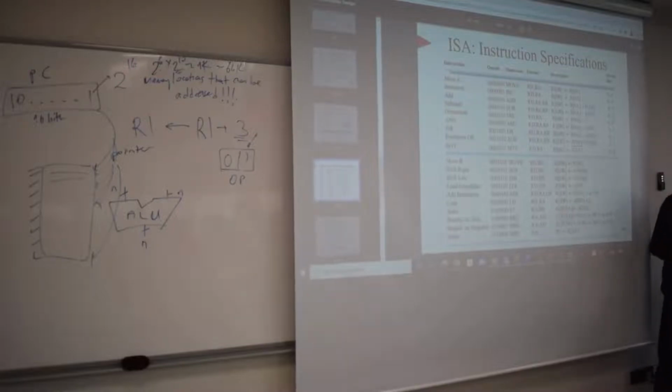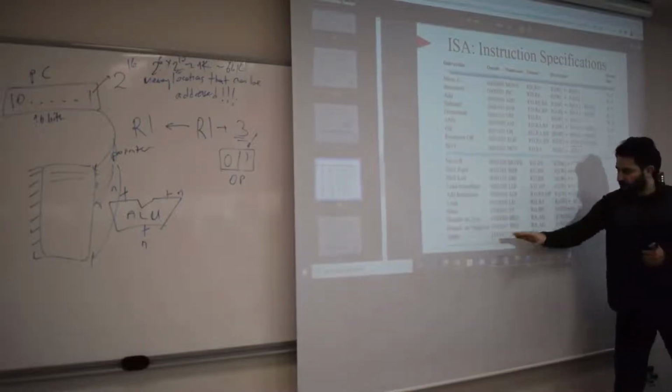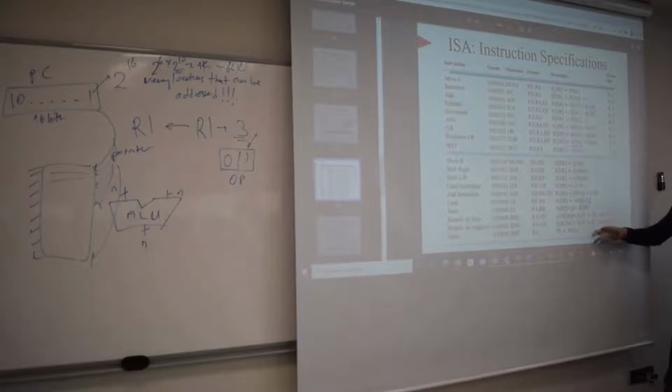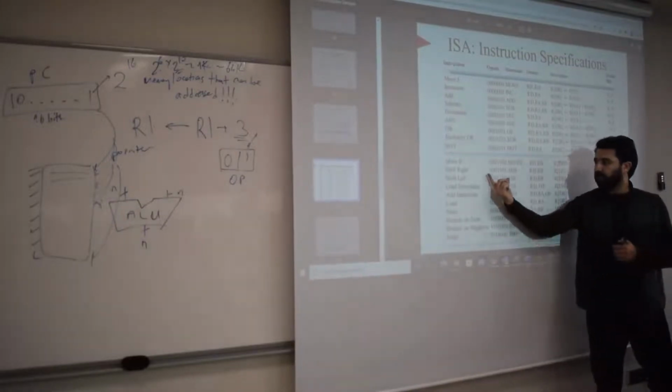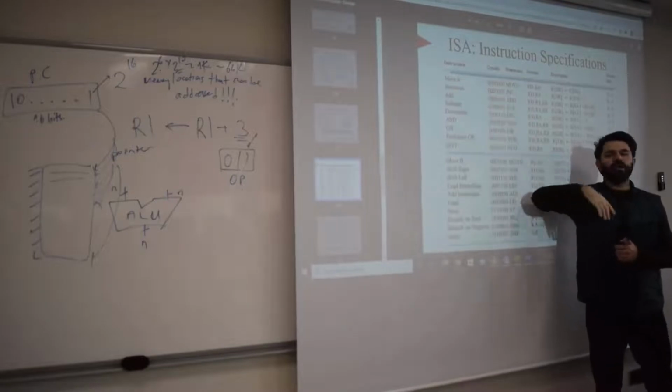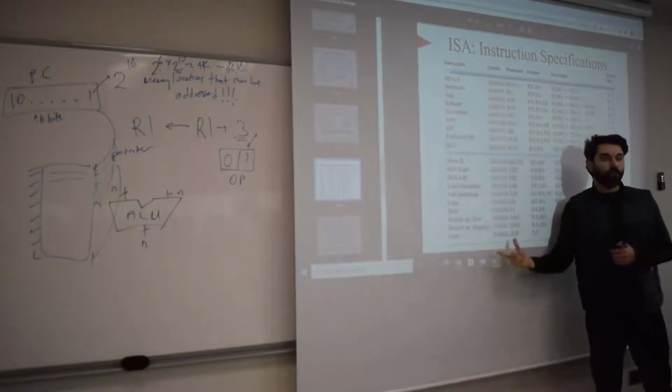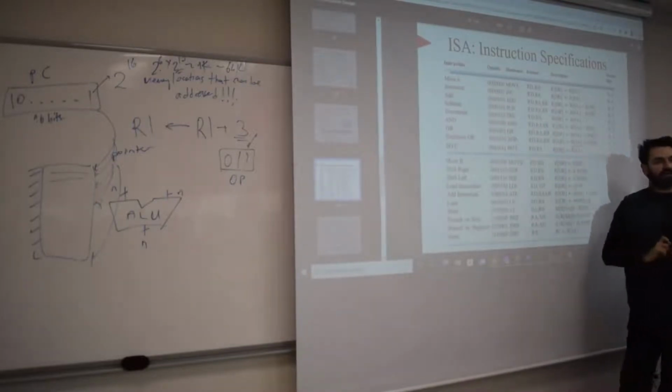Okay? You can see the branch on 0, branch on negative are as defined, and jump is here. And you see the opcodes are different, right? And that's why I always keep saying that the opcode determines the functionality.